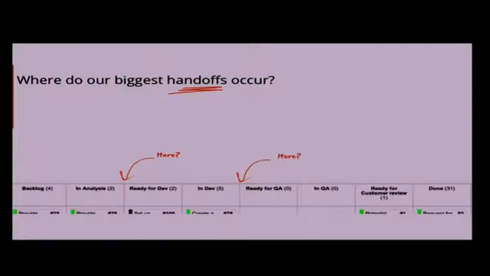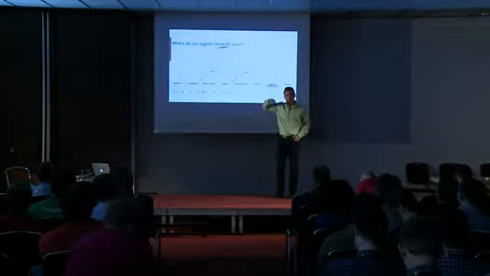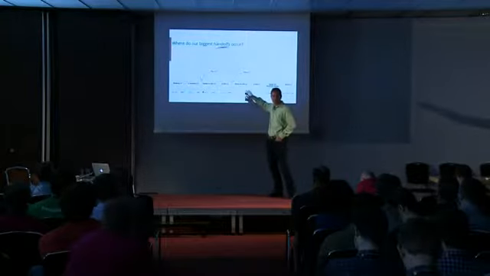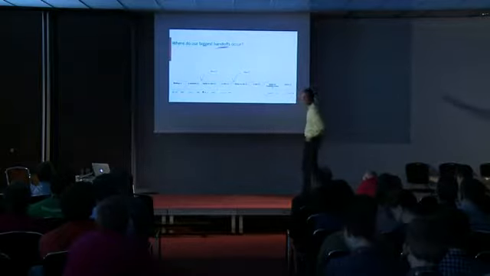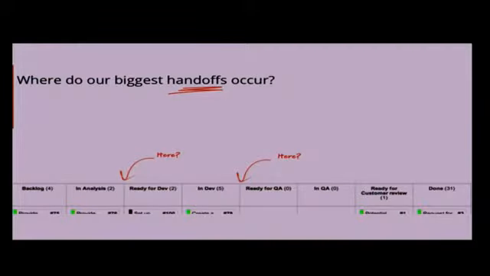This is an opportunity for handoff waste. This is a big one. If we were to visualize the waste involved in our card walls and separate them physically, you'd have ready for QA way over here, and a big gulf between the two. But think back to the bee. How does the bee operate? Does the bee stay in one place?